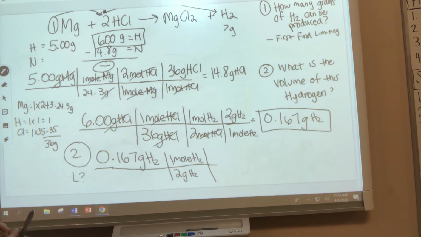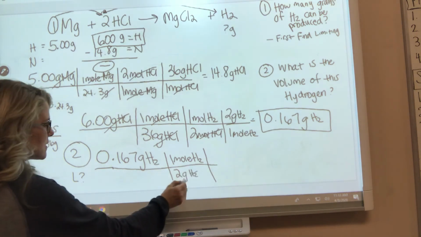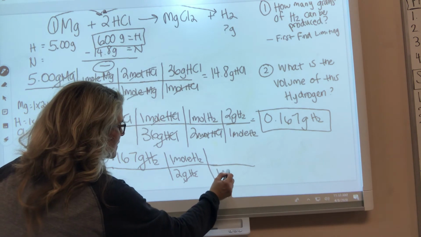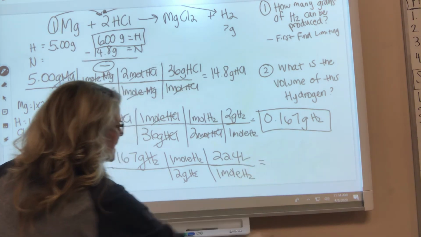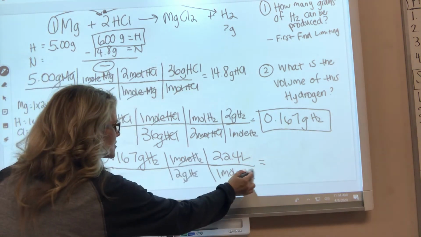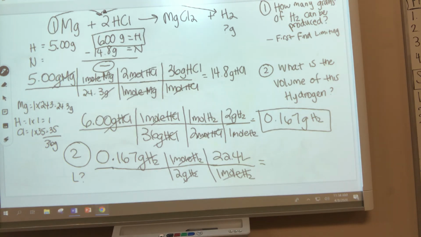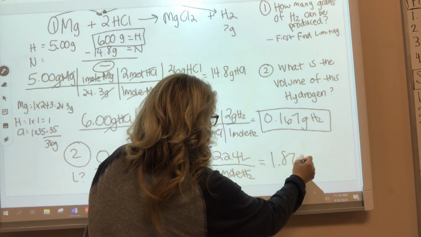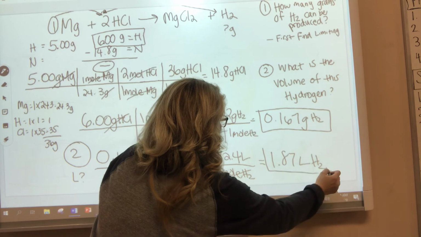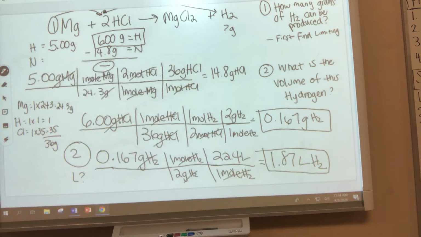Why am I going to mole? Because 1 mole equals 22.4 liters. That should be on your note card. Bam. That's it. That would show me how many liters I have of that product. So 0.167 times 22.4 divided by 2. That's it. I hope that those help.